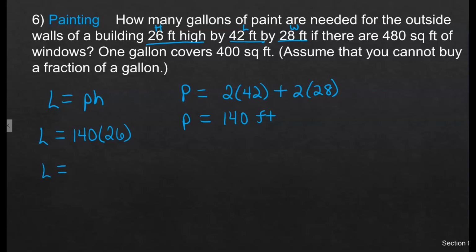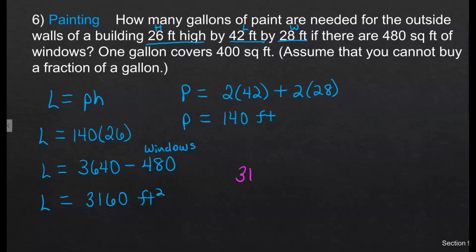And we find that it's 3,640. But then we have to also subtract our windows, right? That's the area of our windows. So our lateral surface area is 3,160 square feet. And then we're going to see how much paint it's going to take. So we put 3,160 square feet over 1 and 1 gallon of paint.